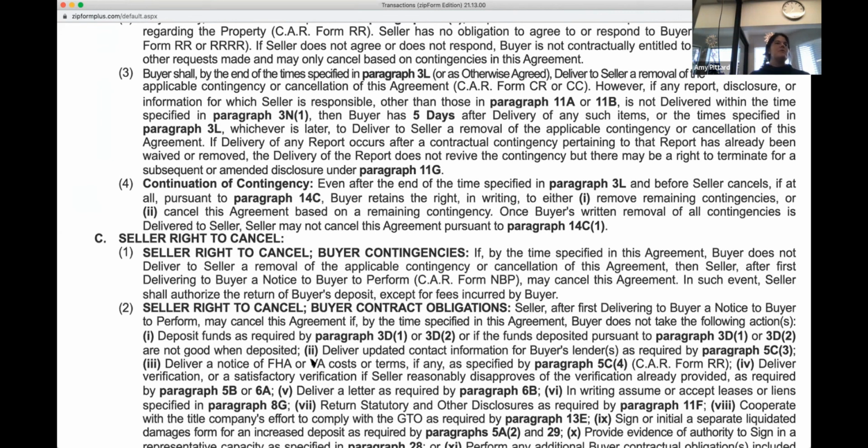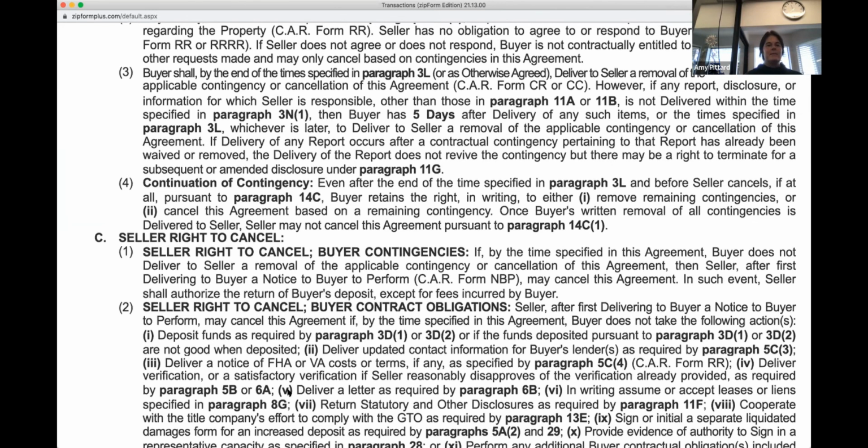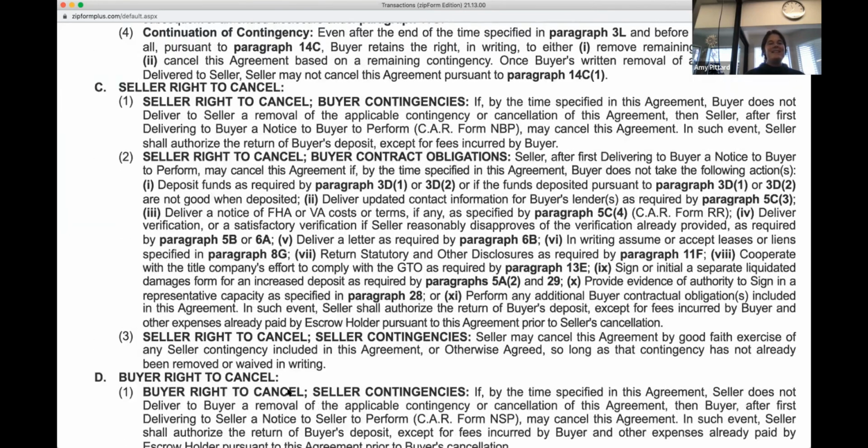Okay, it's not just removal of a contingency, it's actually returning the documents, or the seller can issue a notice to perform for the removal of those documents and cancel the agreement. Don't give the seller a reason to cancel unless you want them to. Seller right to, any questions about B?